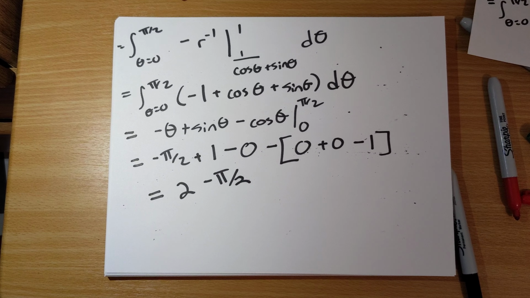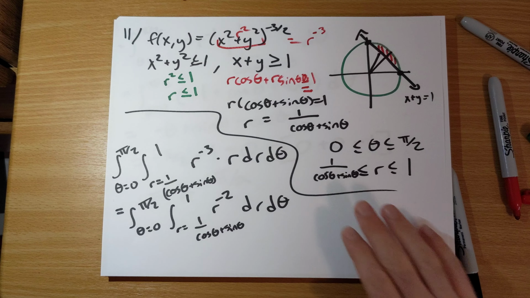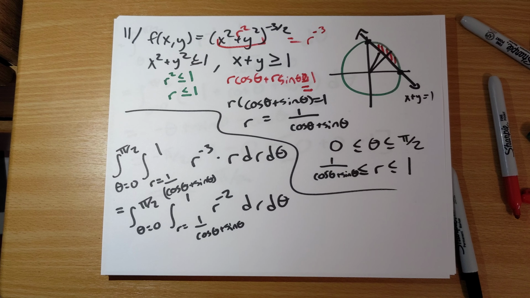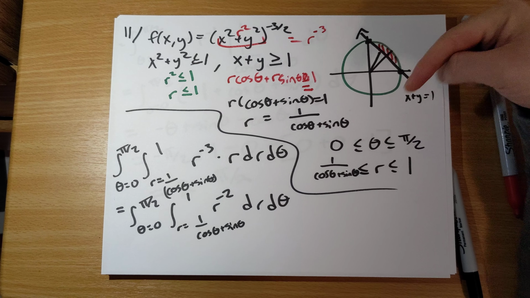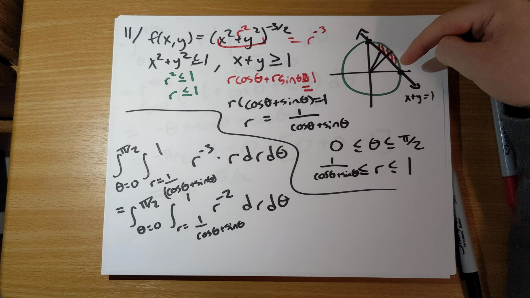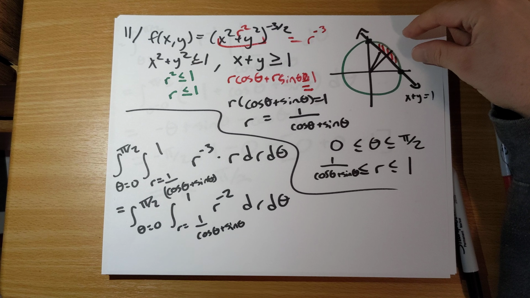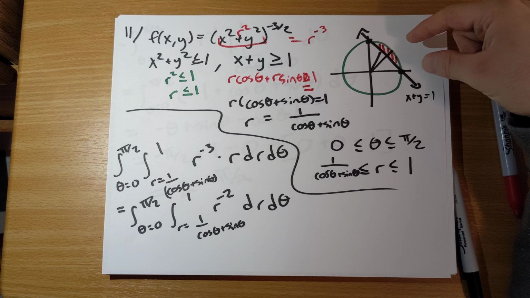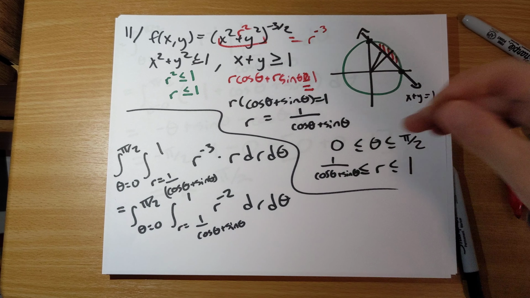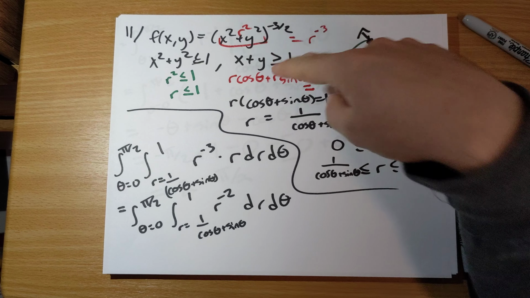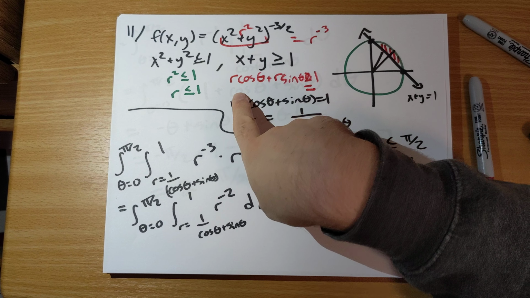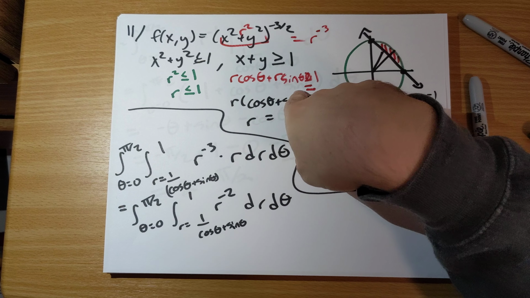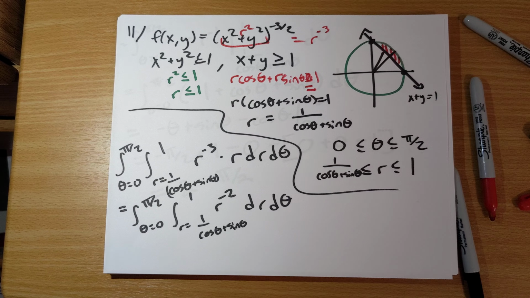Okay, concluding thoughts here. I guess the most important thing here, number one, draw the picture. If you don't draw the picture, it's going to make your life a lot more miserable, figuring out what bounds on theta are, stuff like that, figuring out what bounds on r are. Number two, to figure out the bound here, just make sure you substitute in x is r cosine theta, y is r sine theta, and solve for r in terms of theta.